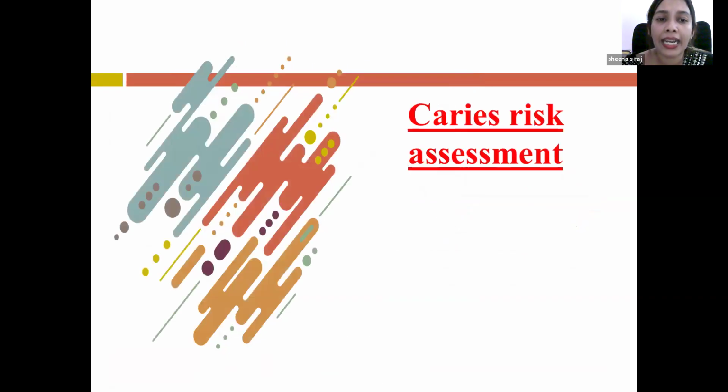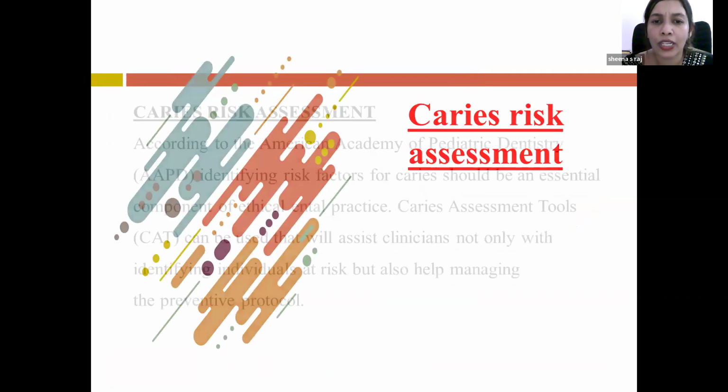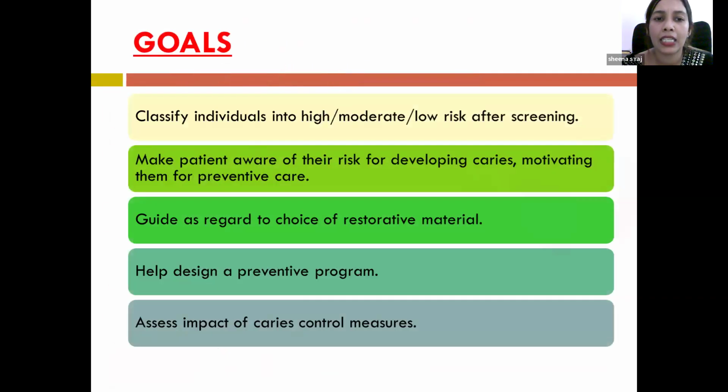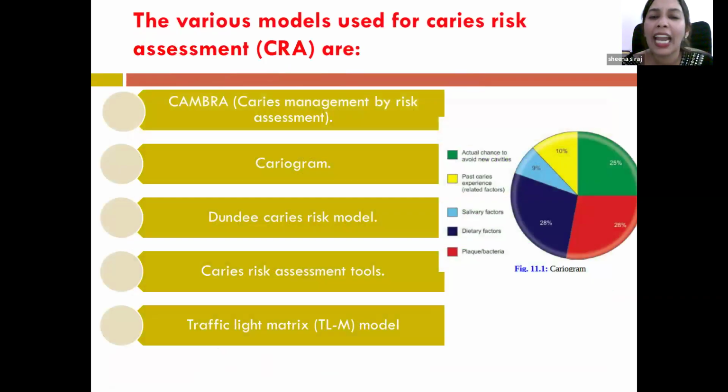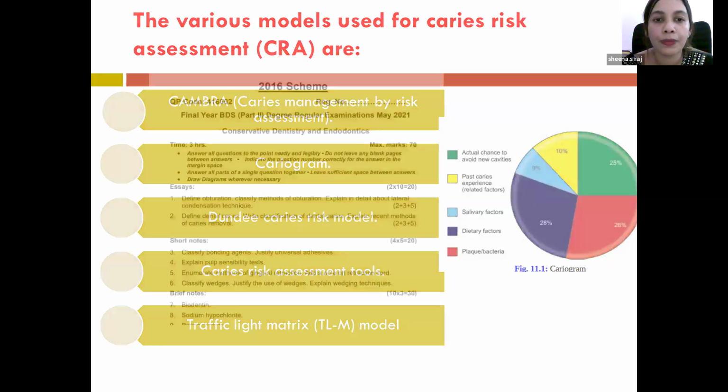Next question is again caries risk assessment. I just added that the caries risk assessment method has been asked. These are the caries risk assessment methods: Camera. Karyogram you might have heard, but the others you can just note. It is just asked for a 3-mark question. Camera, Karyogram, Dunt, caries risk model, caries risk assessment 2, and traffic light matrix model. Please write these important terms.